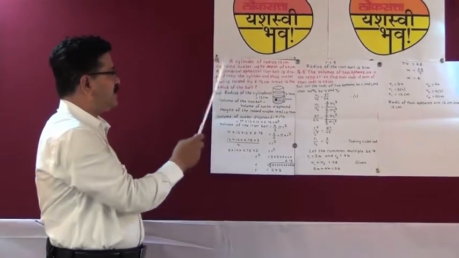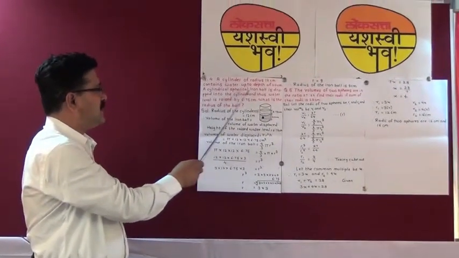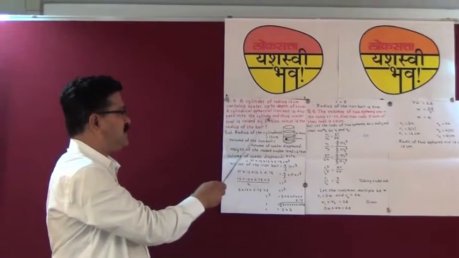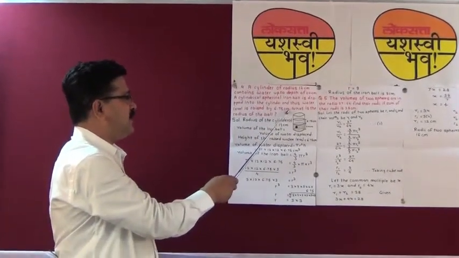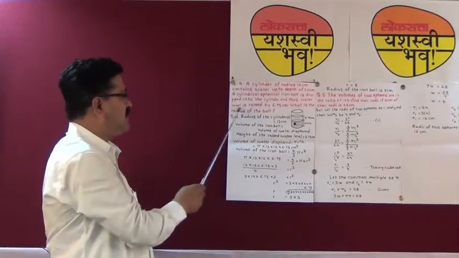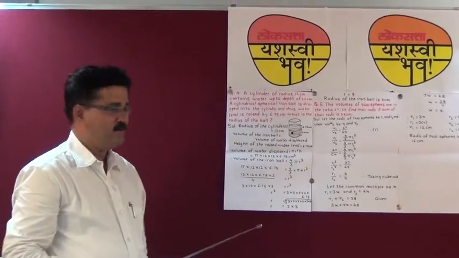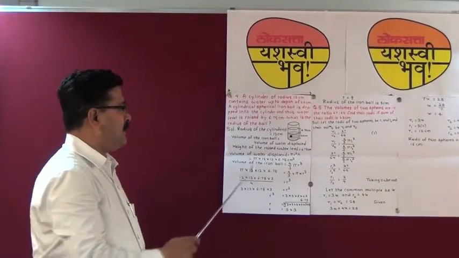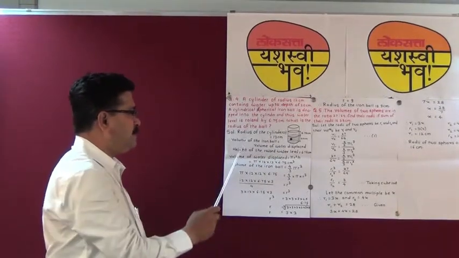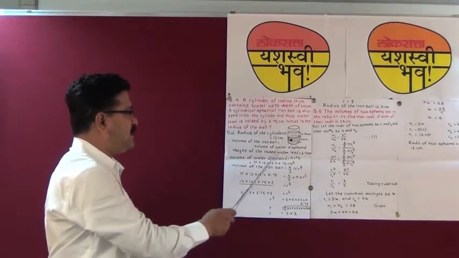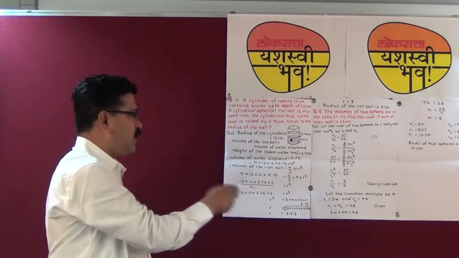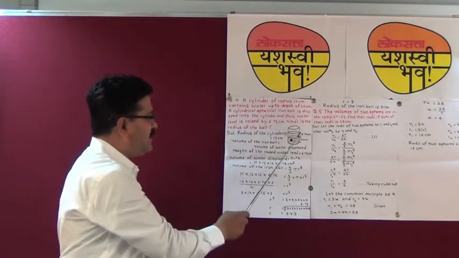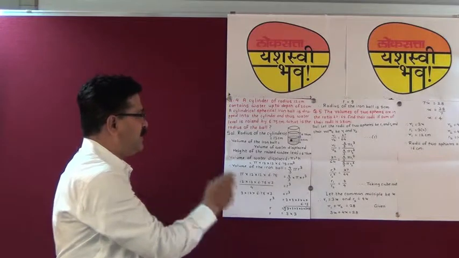Now see, the fourth sum is a cylinder of radius 12 centimeter contains water up to depth of 20 centimeter. A spherical iron ball is dropped into the cylinder and thus water level is raised by 6.75 centimeter. What is the radius of the ball? Now see, this is a cylinder and it is filled up to 20 centimeter. Now when iron ball is dropped into that, the level increases by 6.75 centimeter.